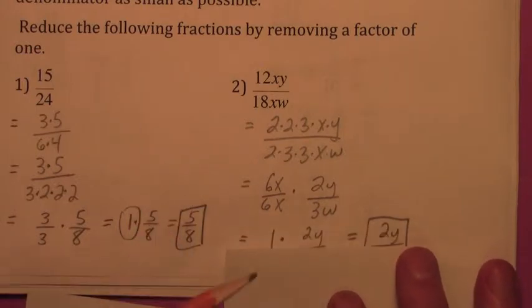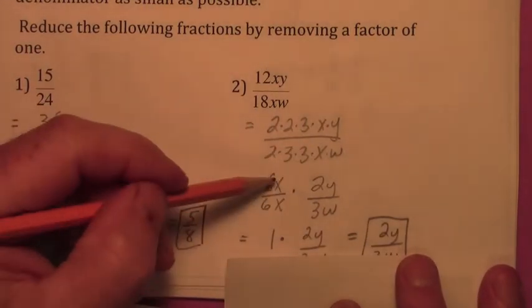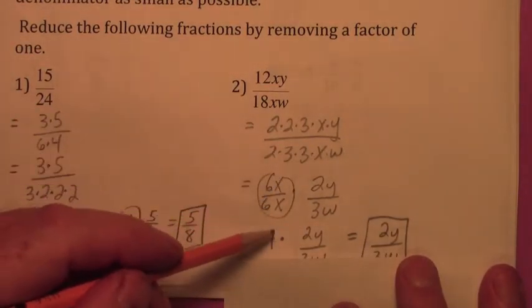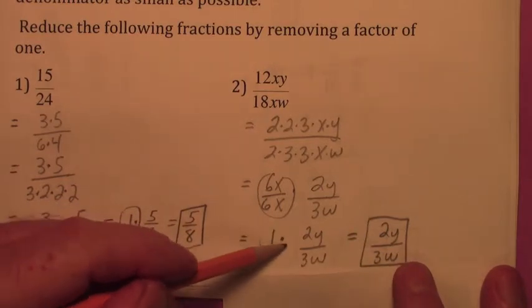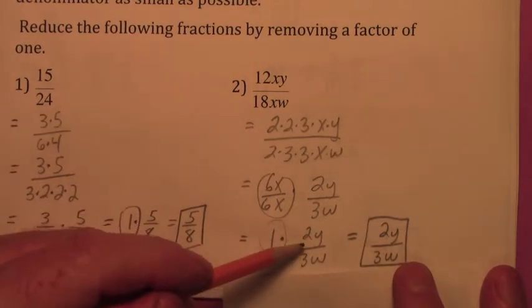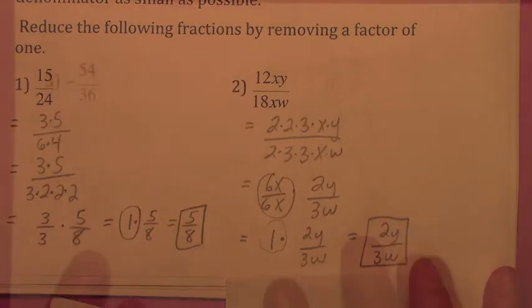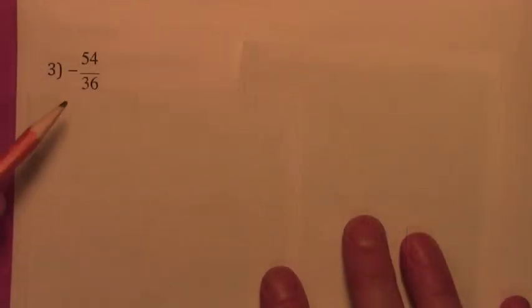Now here's how we finish it. This forms a 1, right? 6x over 6 equals 1. So you just take away that factor of 1. 1 times 2y over 3w, which is 2y over 3w. That's your answer. Let's take that negative 1, put it in the numerator.